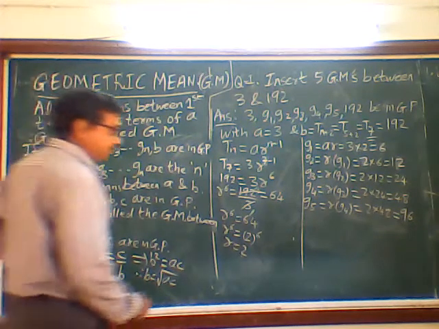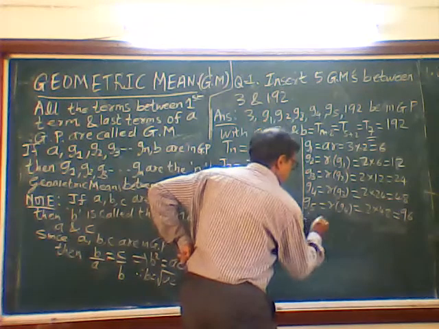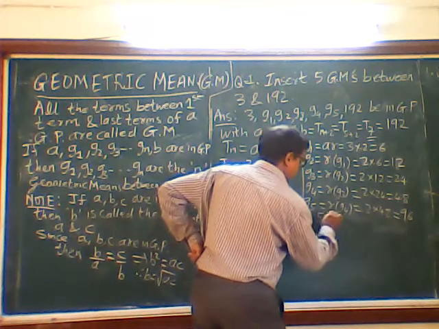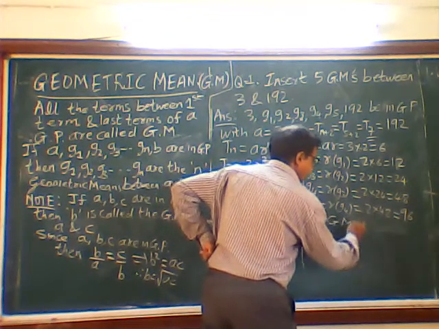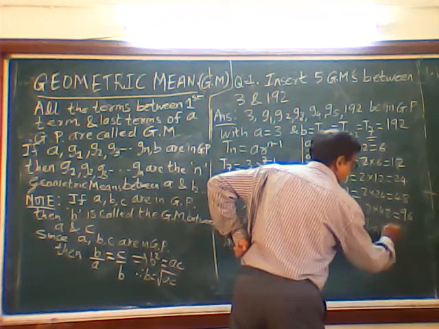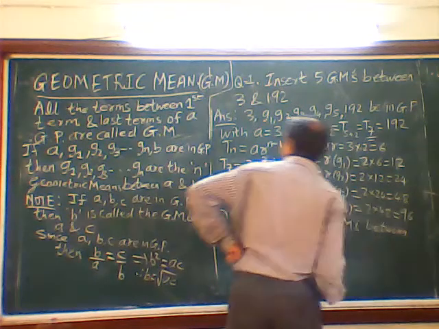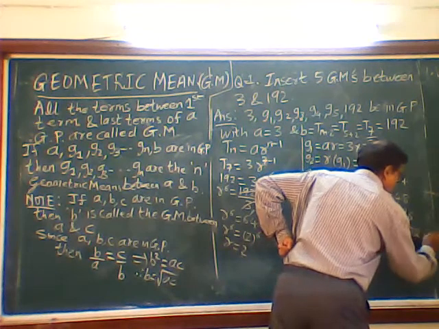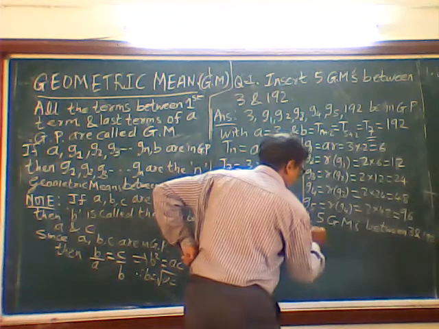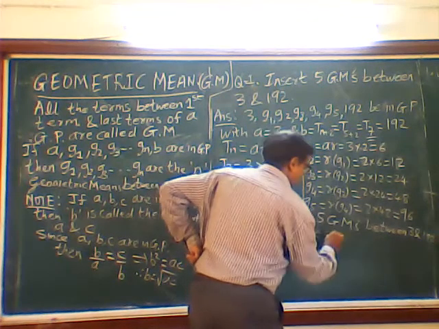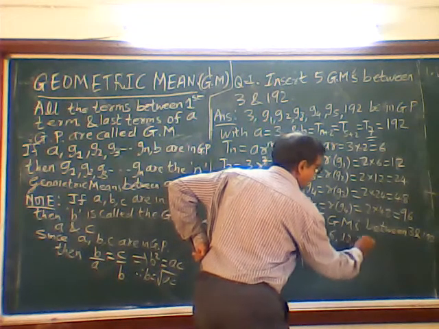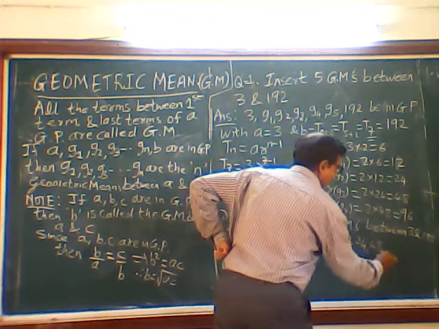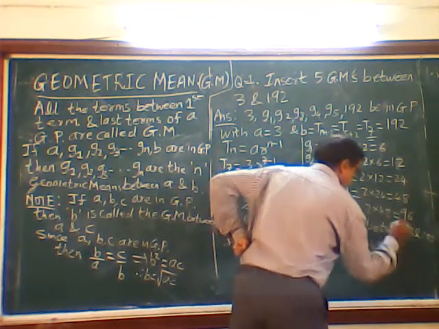Okay. Therefore, the five geometric means between 3 and 192 are 6, 12, 24, 48, 96.